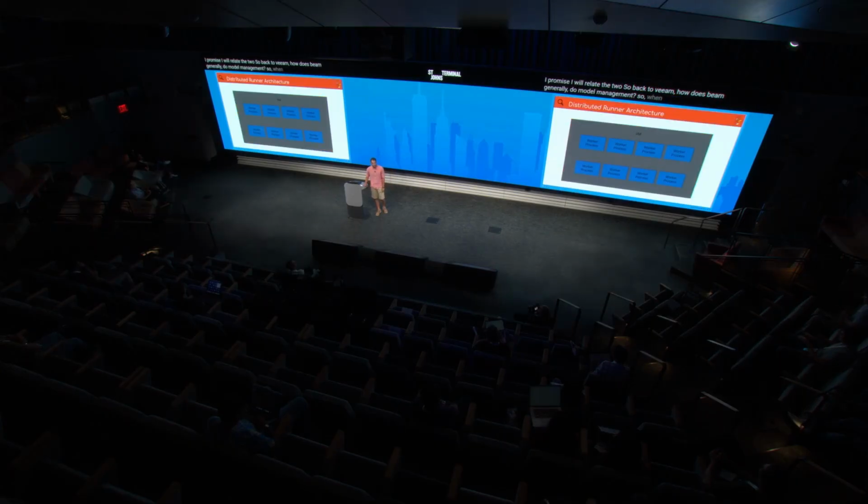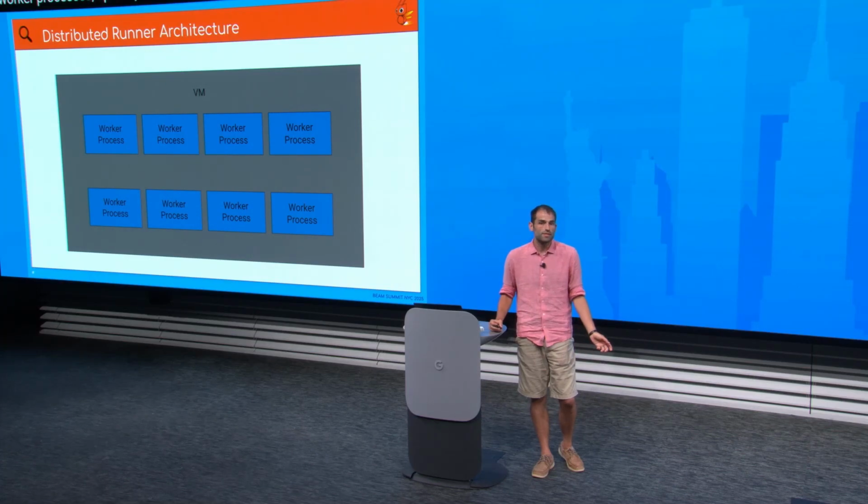When you think about a distributed Beam runner, you've got a worker VM, and then you've got some number of worker processes spun up. In some cases, you might just have a single worker process. But if you've got multiple cores, especially in Python, it's usually much more efficient to have multiple worker processes available to you.